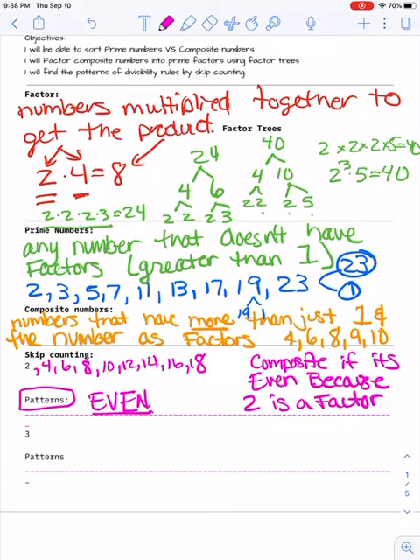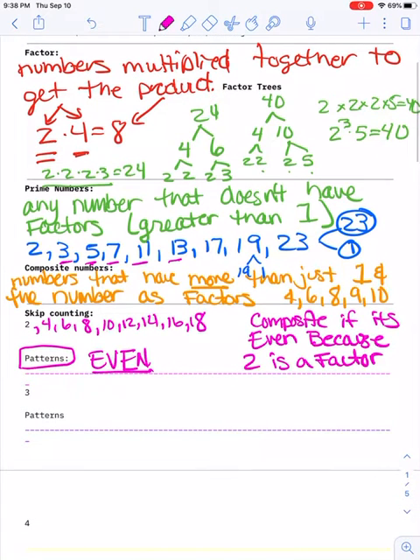Okay? So let's look back at our prime numbers. 3 is not an even number. 5 is not even. 7 is not even. 11 is not even. 13 is not even. So that's how we know those are prime numbers, or one of the reasons we know.